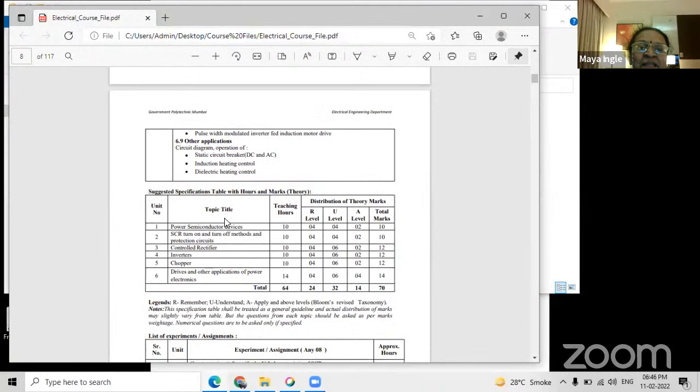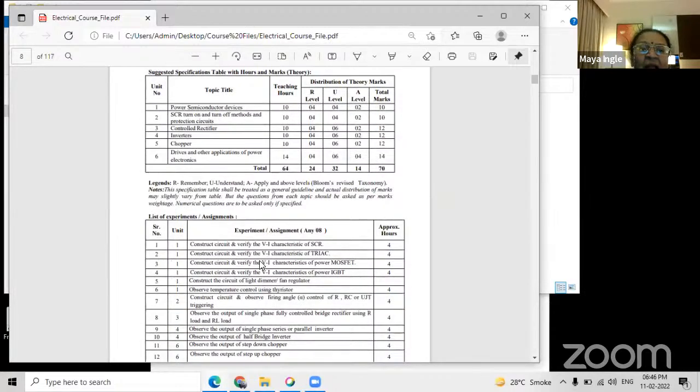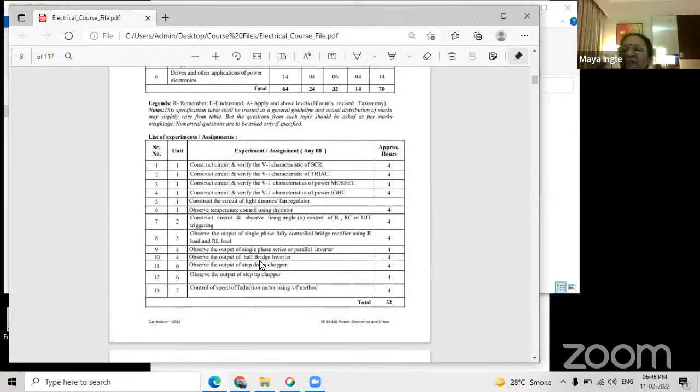Now the suggested specifications table with the hours and marks. Theory: topic title, how many teaching hours are required, and how you are going to distribute the marks. If you are interested, you can label them basically. Now let's see if this particular subject is associated with the practical, then what may be the practical assignments related to this subject.